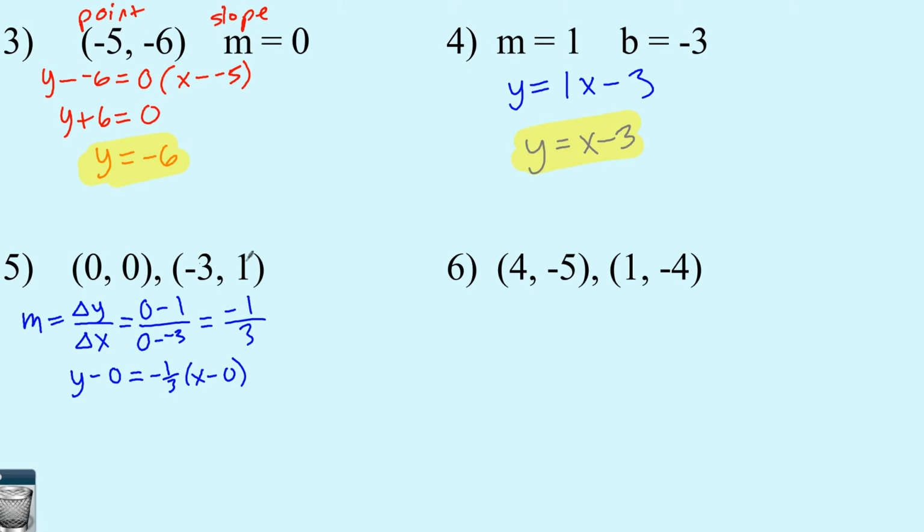That was so much easier than plugging in that one. All right, pick the one that has the nicer numbers. So you get y equals negative 1/3 x. Okay.